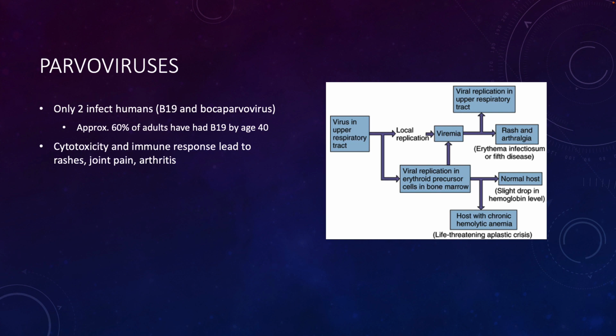What we tend to see in patients is the cytotoxicity, so the virus causing death of the host cells, but also the immune response is what is going to lead to the rashes, the joint pain, and the arthritis. And patients with sickle cell are at major risk. So based on what we've just talked about, based on this image in the slide, why do you think that is?